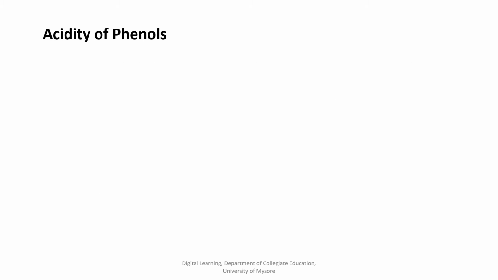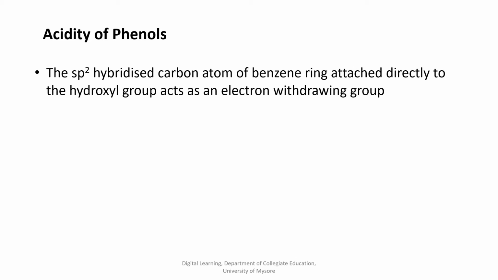Let us know about the acidity of phenols. Unlike the alcohols, which also contain a hydroxyl group, phenol is a strong acid. Phenols turn blue litmus into red and react with metals, liberating hydrogen. Phenols behave as acids because of the presence of more polar OH group in them. And phenols also can ionize in aqueous solution and give H plus ions.